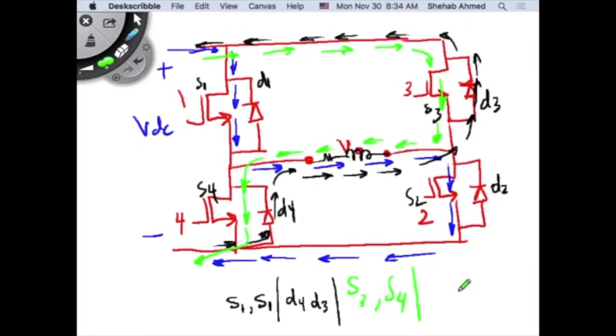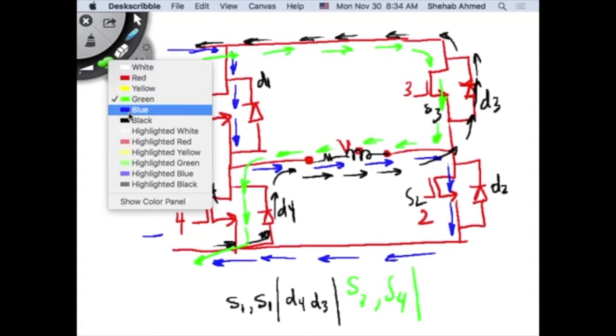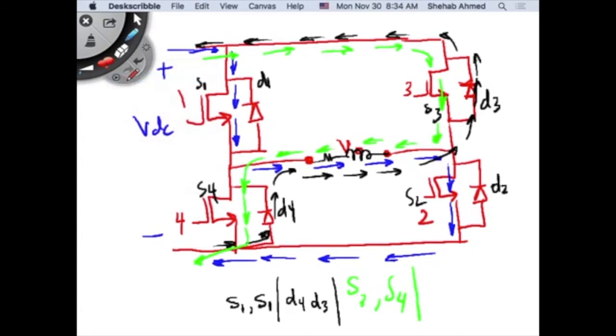And then what happens? I want to turn off S4 and S3, but I cannot turn them off and turn on S1 and S2 right away. So I turn off S4 and S3. What happens to the current? Current will not change polarity. Current will continue this way. It will go through D1, right, and D2.